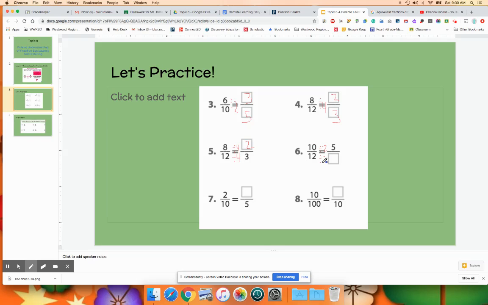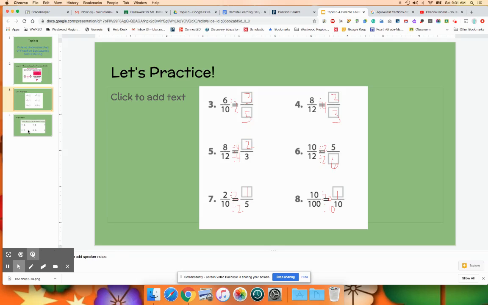12 divided by 2 is 6. Again, I like when they help us out here. How do I go from 10 to 5? I divide by 2. Whatever I do to the bottom, I do to the top. 2 divided by 2 is 1. How do you go from 100 to 10? You divide by 10. Whatever you do to the bottom, you do to the top. 10 divided by 10 is 1. Okay? Let's do a couple more together.